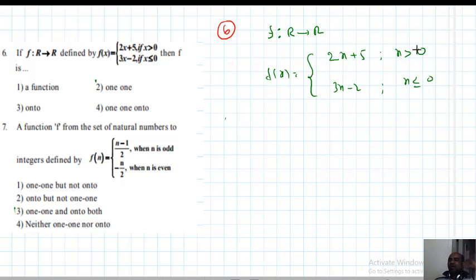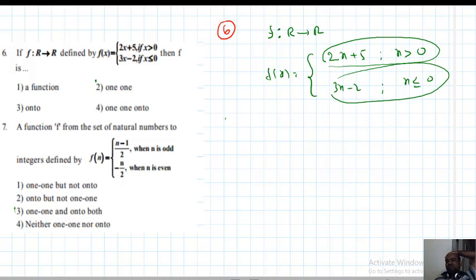Observe, students, the total real numbers are divided into two pieces. For x more than 0, this is the rule. For x less than or equal to 0, this is the rule for the function. So two pieces are given, and the important thing is all real numbers are involved here. Just try to check for these x values whether this is one-one or not, and for these x values whether this is one-one or not. If both are one-one for those respective x values, then you can say that the given function is one-one.